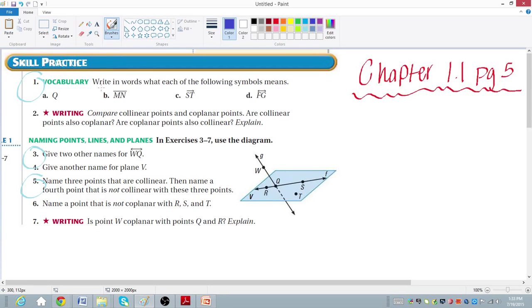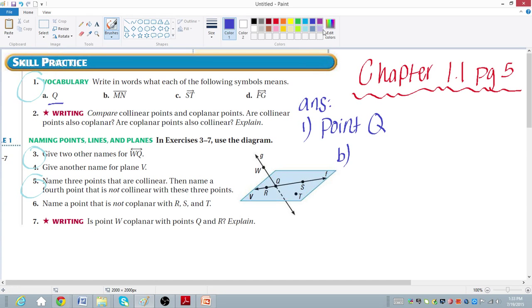It says, write in words what each of the following symbols means. Well, this is Q, so this is just point Q. Point Q. So this is the answer. So let's put the answers. Point Q. That's part A.